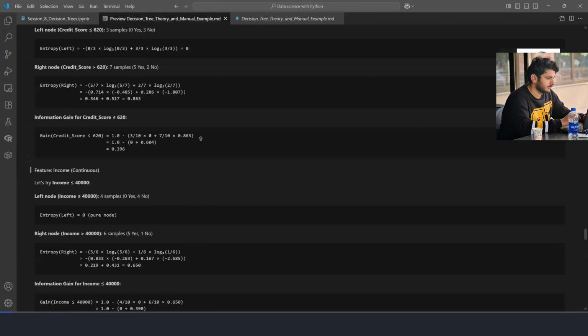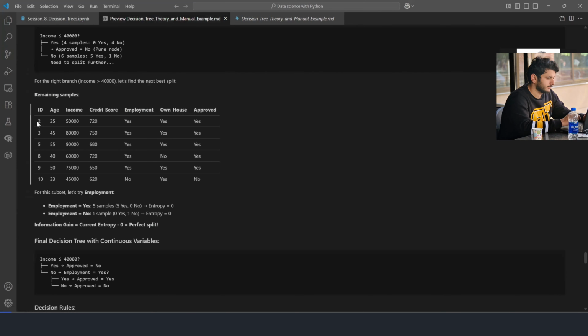Now, to understand this, suppose we have this small data set, and we're trying to split it into training and testing sets.